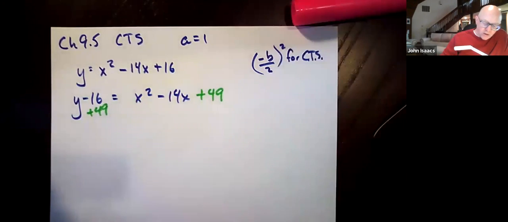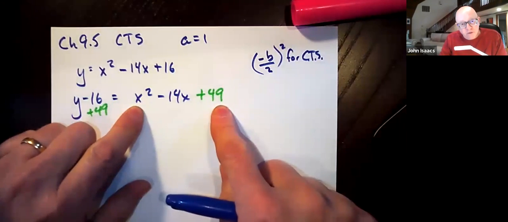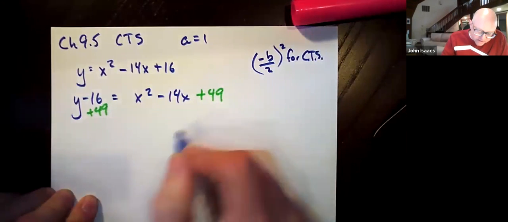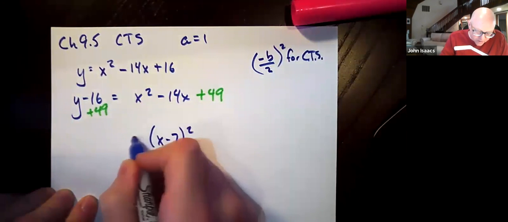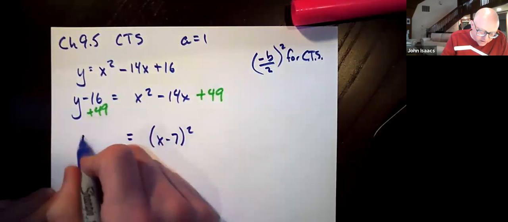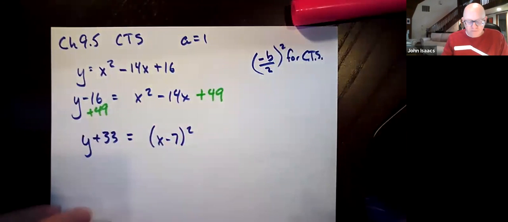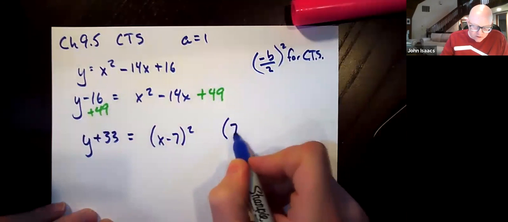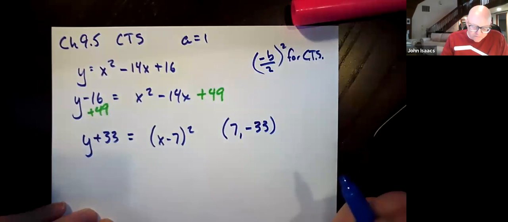So we have just completed the square, meaning that now we have a perfect square trinomial here. This side factors to x minus 7 squared. This side becomes y plus 33. And we're in vertex form. We now can see that the vertex of the equation is 7, negative 33. a is equal to 1.